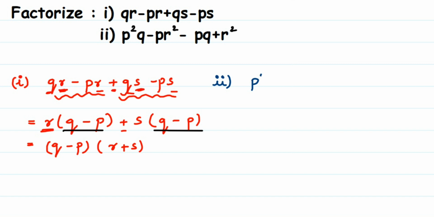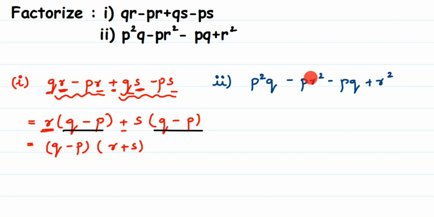The second question. Here we have p square q minus pr square minus pq plus r square. Here also I have to group in such a way that I can take out common factors. If you see the first two terms, p is present, but if you see the last two terms, we don't have anything common. We have pq and here we have r square, so there's nothing common we can take out.